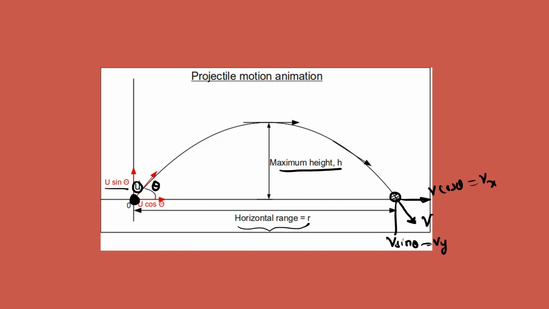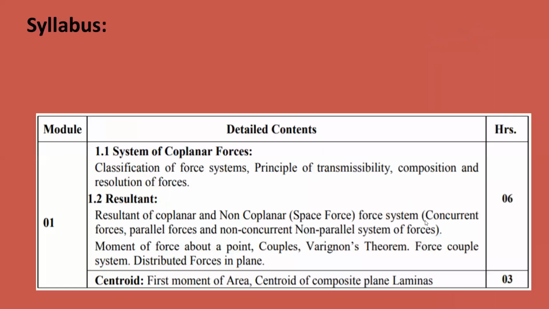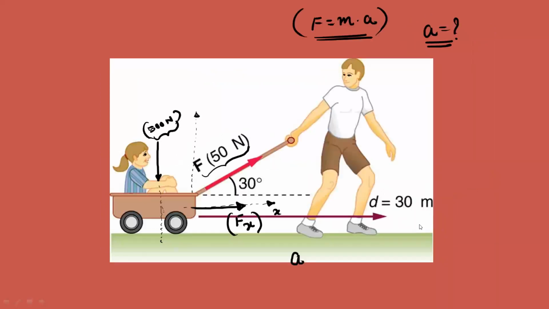So by using equations of motion, we can find out the maximum height, the maximum distance, that is the range, and also the landing velocity. So this is again an example of a dynamics calculation. These are the examples or applications of statics and dynamics.